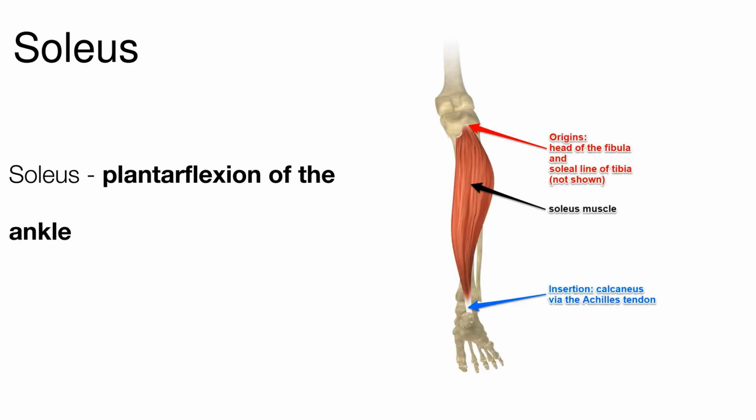The soleus muscle also plays a major role in plantar flexion of the ankle. Unlike the gastrocnemius, the soleus originates from the head of the fibula and the soleal line of the tibia. It inserts into the calcaneus via the Achilles tendon, just like the gastrocnemius. The soleus is especially important for maintaining posture and balance when standing and walking.